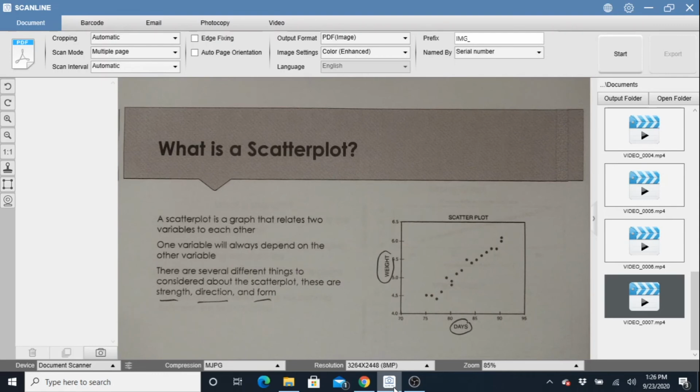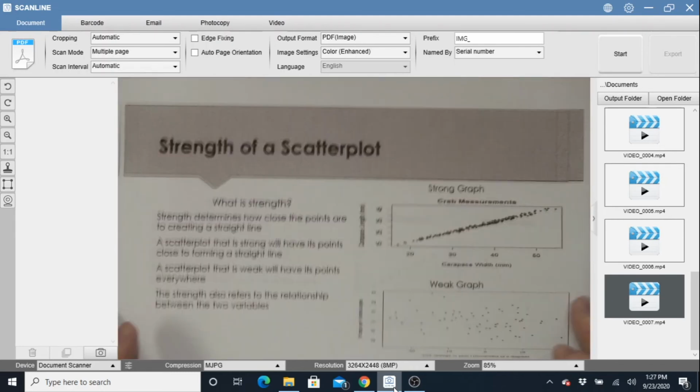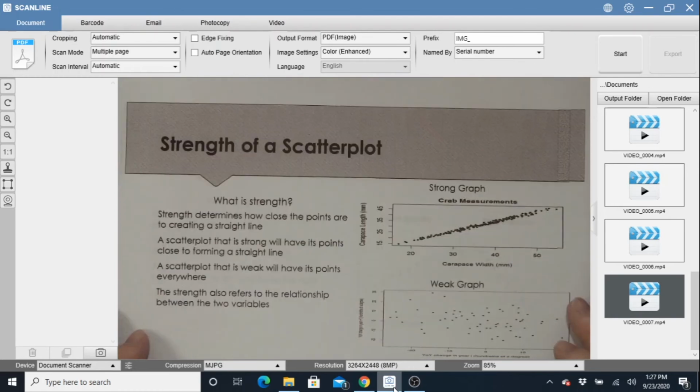Okay, so what's the first thing we want to talk about? Strength of a scatterplot. What is strength? Strength determines how close the points are to creating a straight line. A scatterplot that is strong will have its points close to forming a straight line. A scatterplot that is weak will have its points everywhere.